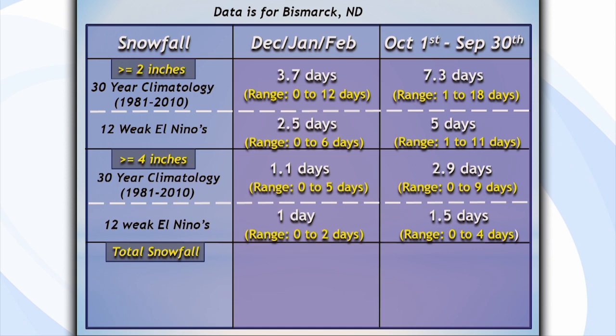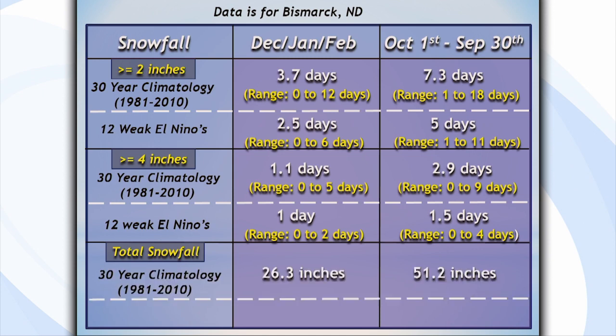But notice again the range for the weak El Ninos, a strong signal only between 0 and 2 days of all those events that we had, of the 12 events, and only 0 to 4 days for the yearly number of days of greater or equal to 4 inches. So again, we're seeing a decreasing trend in the number of days with weak El Ninos versus our 30-year average.